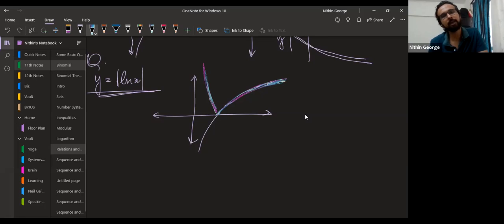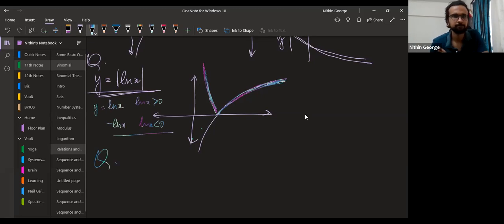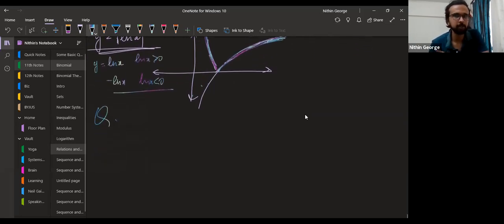Mod ln x means y cannot be negative. So wherever the negative values come, it will be correspondingly positive. That's the idea. Basically, y equal to ln x when ln x is positive, and y equal to minus ln x when ln x is negative. This is the definition of this. Got this? Please ask doubts if you have.